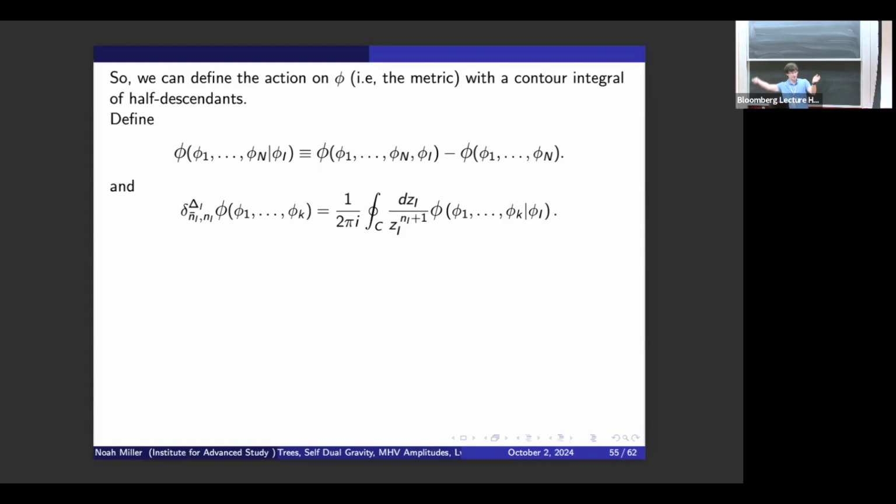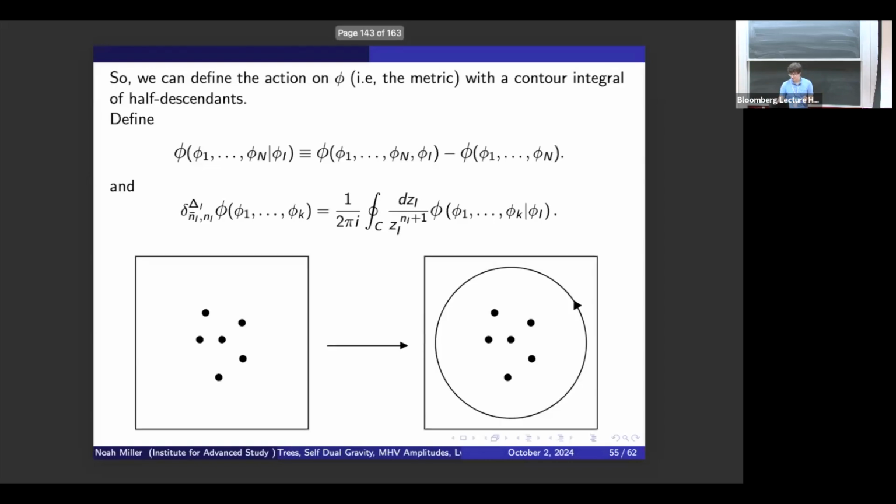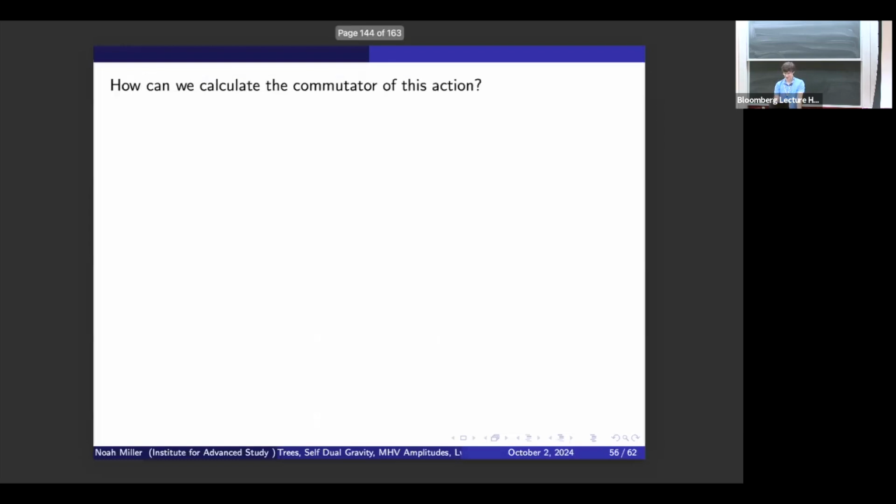You take this half descendant seed function, you add it in, and then you integrate it around all the other seed functions, and you weight this integral by 1 over zi, where zi is the coordinate of the new seed function you're adding in. You integrate that around all the other seed functions, and then you take that to the ni plus 1, where ni is the ni that's in this added seed function phi I. So now we're seeing where the loop is coming in.